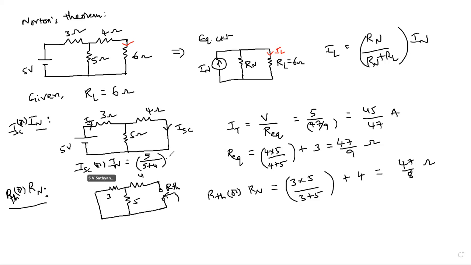45 by 47. Then how much will we get? So 5 by 9 times 45 by 47, that is 25 by 47 amperes. Right, good. So now we will indicate in the equivalent circuit: 25 by 47 amperes.